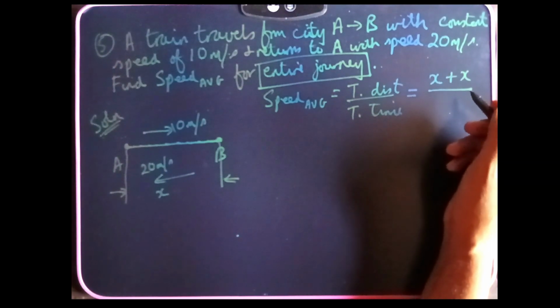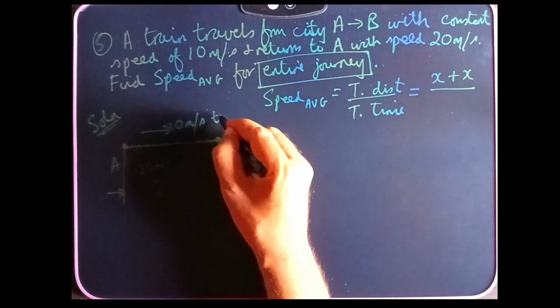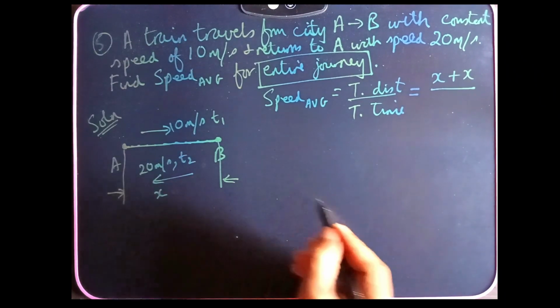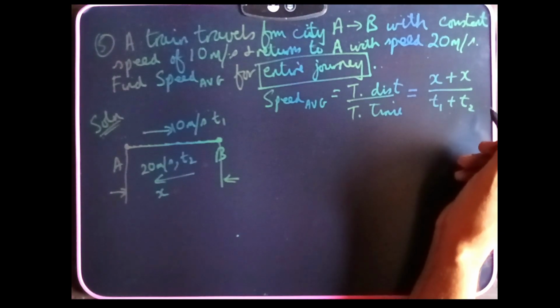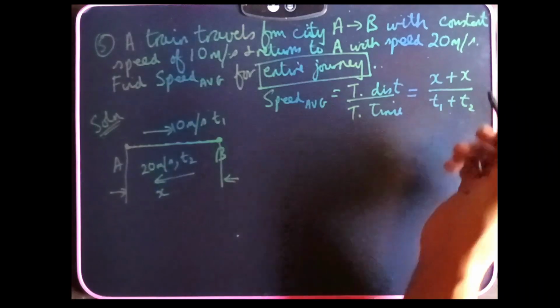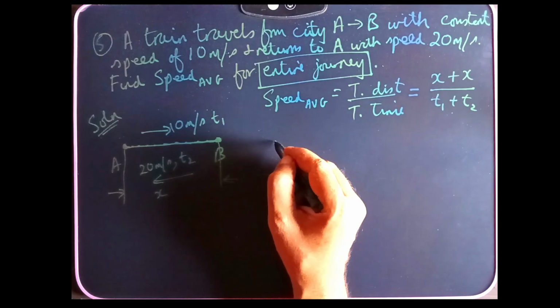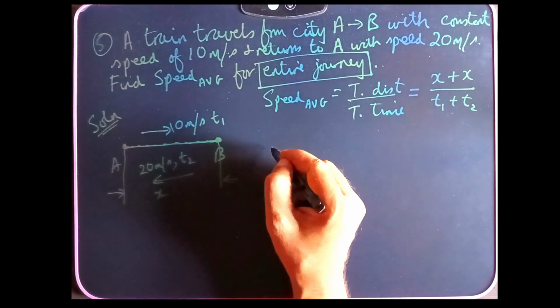Time is also not given, so let us assume that for the speed of 10 meter per second the time is t1, and for 20 meter per second the time is t2. So the total time is t1 plus t2. Here it's asking for the actual average speed, so we have to solve it. Now what is t1? Constant speed is given, a constant speed of 10 meter per second.